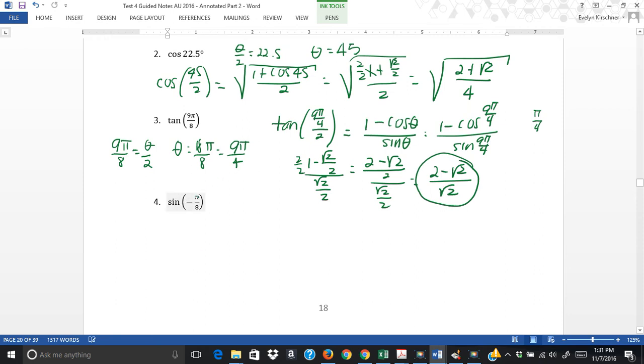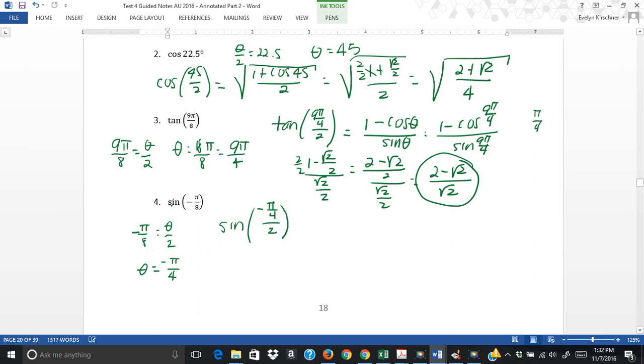Okay, negative pi over 8 is... 9 pi over 8 is in the third quadrant, which is positive, so that works. Okay, so negative pi over 8 equals theta over 2, that means that theta is negative pi over 4. So I want the sine of negative pi over 4 over 2.